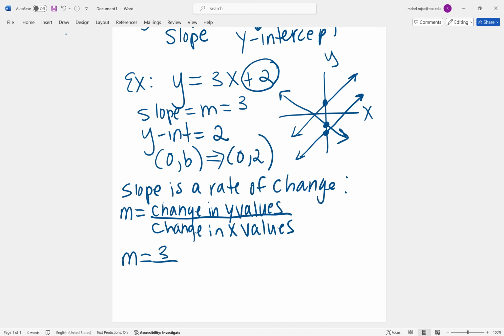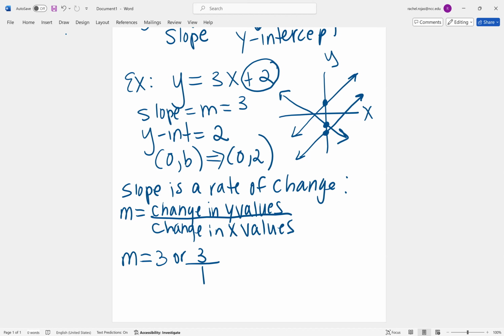So 3, and I'll write it this way, we could think of it as 3 or 3 over 1, right? 3 over 1 is the same thing as 3. So what we could say is for every 3 values that y increases, x is going to increase by 1.